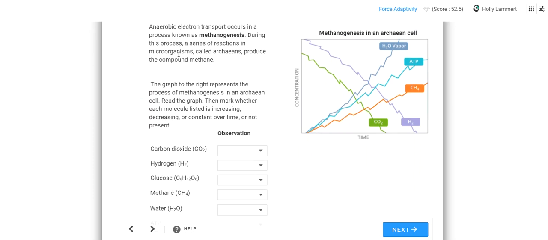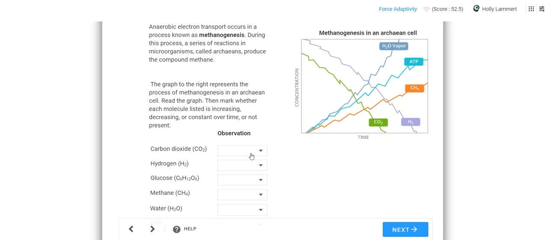All right, so here we go. Methanogenesis. During this process, a series of reactions in microorganisms called archaeans produce the compound methane. The graph to the right represents the process of methanogenesis in an archaean cell. Read the graph, then mark whether each molecule is increasing, decreasing, or constant over time.